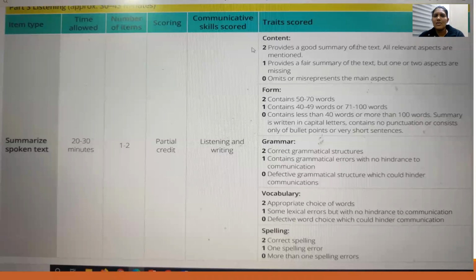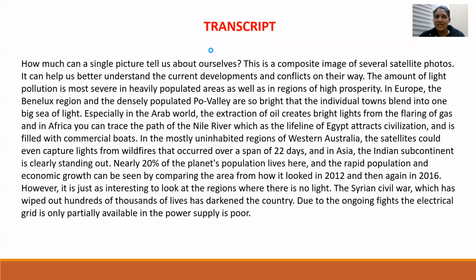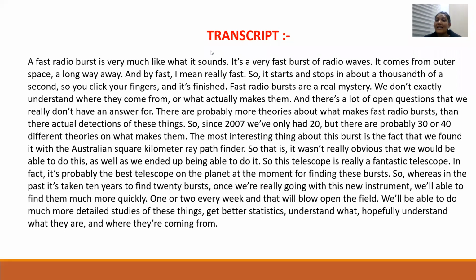If I take you to the Summarize Spoken Text marking criteria, content has got 2 marks, you can see. The rest is grammar, vocabulary, and spelling. So 2 marks are here for content. Again, content is not everything, but content is important. Now let's go to the main important thing which I'm going to teach you today. That is note taking. Easy technique, very simple technique.